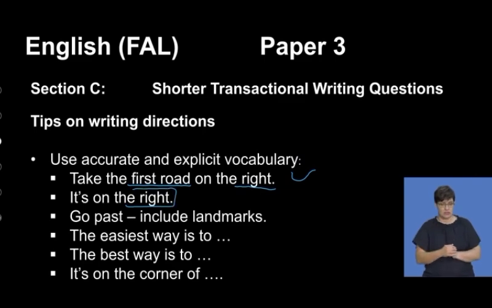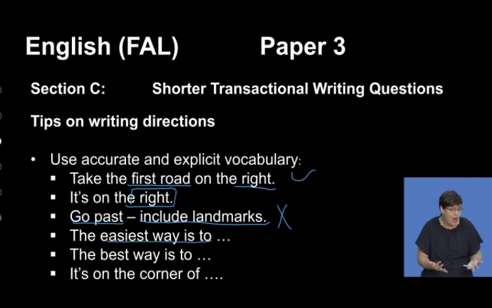If we're looking for a specific building, we need to indicate where it can be found. Go past. Here again, landmarks are very, very important and should be included. And then the easiest way is to. This is basically saying to a person that although there are many routes, the easiest way is this way, or the best way to is this way. And then, you know, on the corner off.